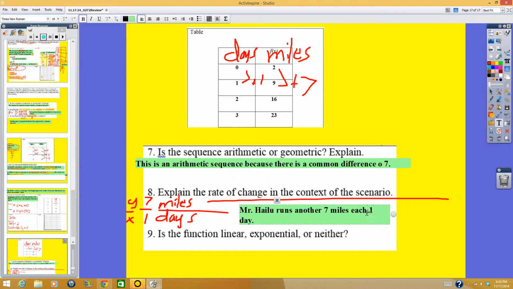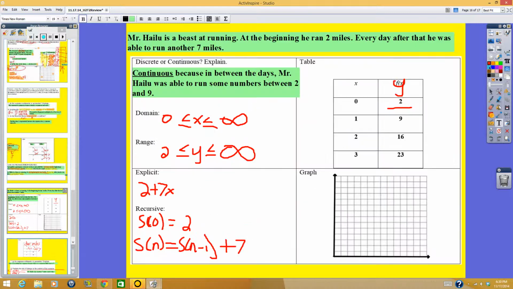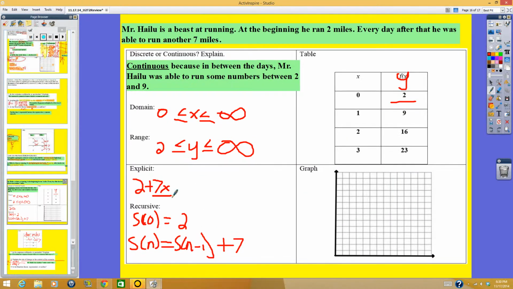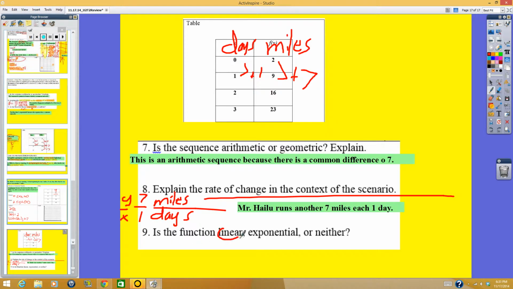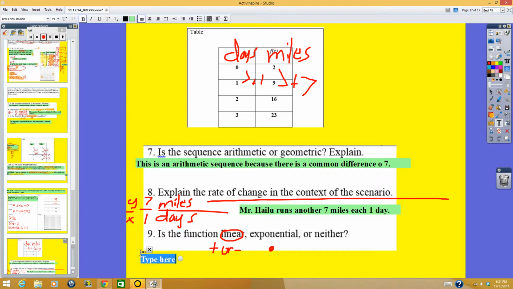And if you want to say each one day, you can say that too. Up to you. Is it linear or exponential? You see how this x is on the same line? That makes it linear. That's one way to remember it. Another way, like we said before, linear is for addition or subtraction. Exponential is for multiplication. Okay? So, this function is linear because, same thing, a common difference of 7. Okay?